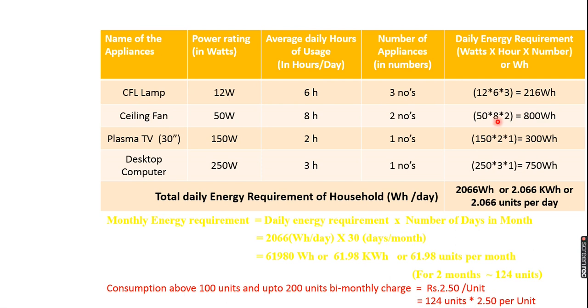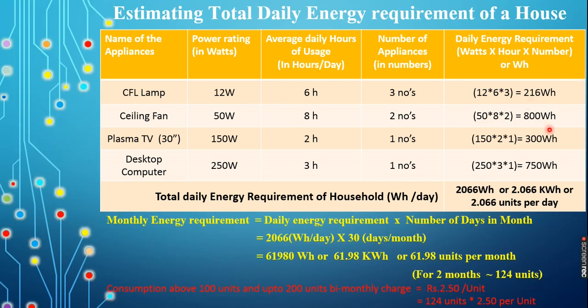Our motto is to calculate the total daily energy requirement of the household per day. For that we have to add the fifth column: 216 plus 800 plus 300 plus 750. After adding these four values we get 2066 watts hour.